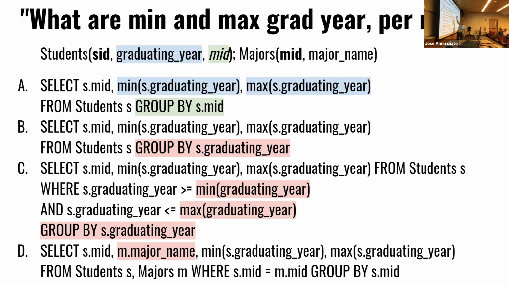So basically, you just end up with the first one, where you're grouping by the student. You have the min and the max, right? And the student's major ID, right? So it's again a yes.